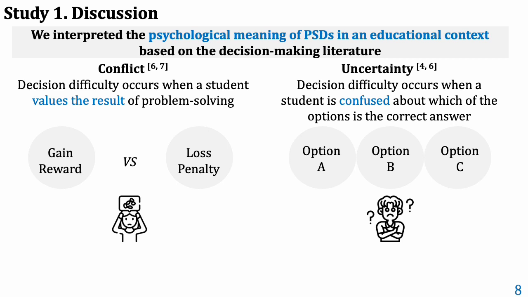concerns the problem-solving results. And decision uncertainty occurs when a person is confused between candidate options. In an educational context, such uncertainty can arise when a student is confused about which of the options is the correct answer. And if teachers can capture students' uncertainty, they can understand the area in which students encounter difficulty.